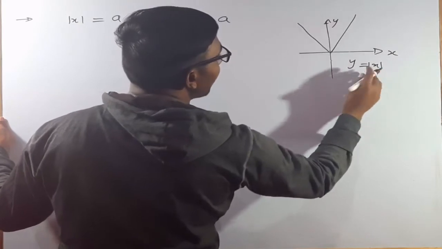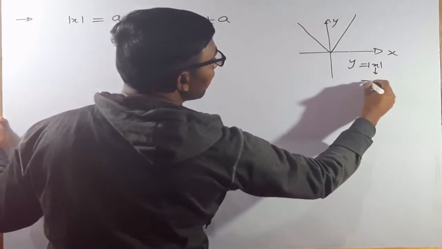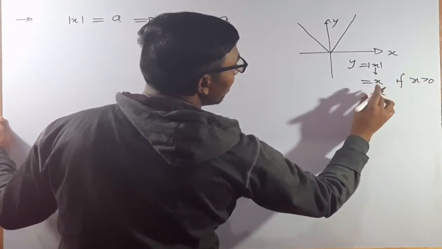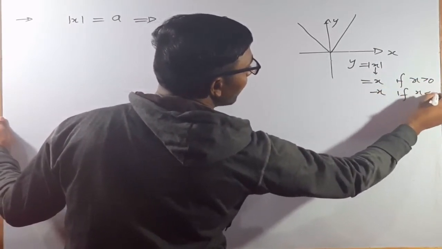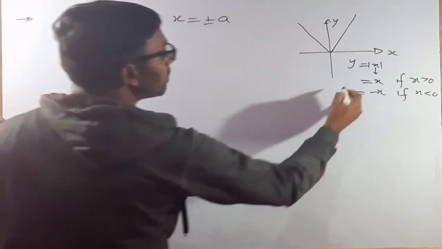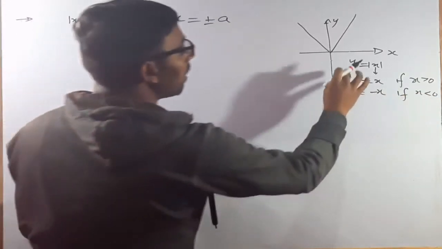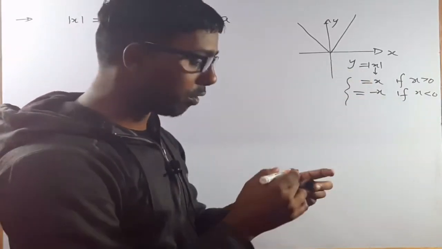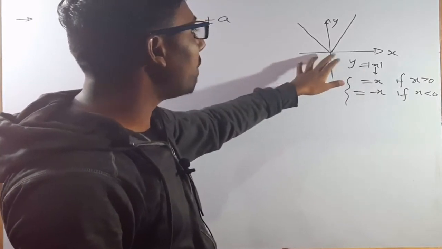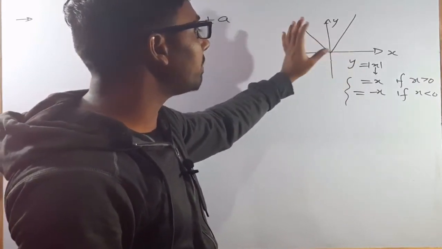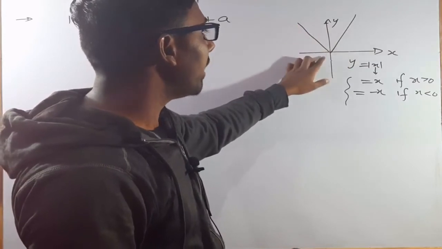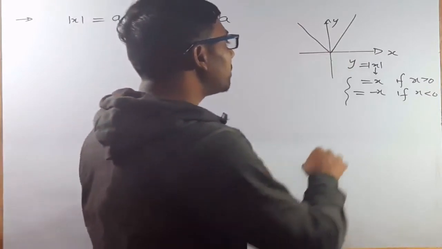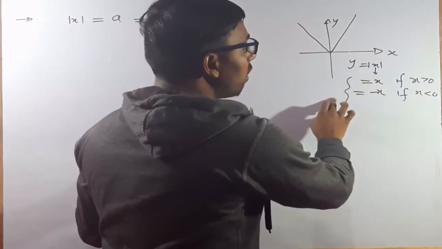Here we will expand this. This will be equal to x if x is positive, and minus x if x is negative. We have seen that. So this is the expansion of this graph. What is the meaning of that? y will always be positive, because the modulus function will always be a positive function, because this is lying above the x-axis. That means each and every value of y is positive. So that's why I'm saying this is the expansion of the modulus function.